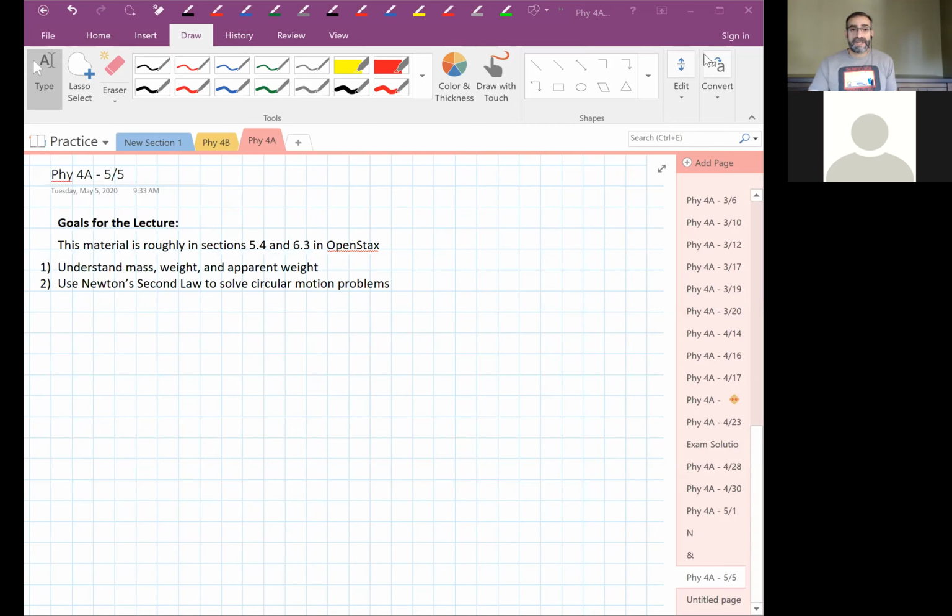We're continuing with Newton's laws, so problems involving F equals ma, and that includes circular motion and centripetal force. So we'll continue with those today. First, I want to talk a little bit about apparent weight.